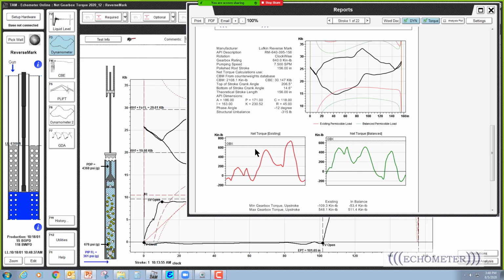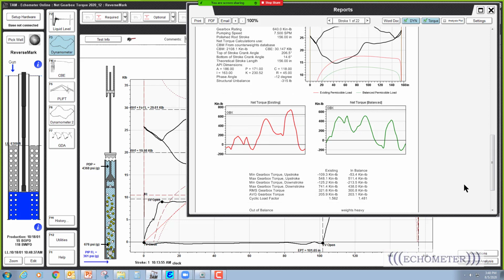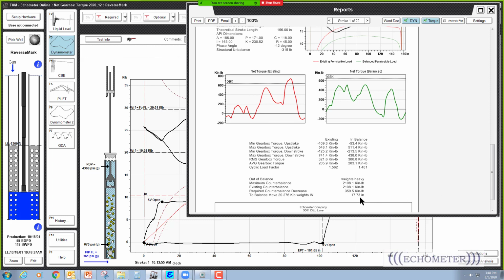And so we just demonstrated putting the weights and cranks in, and we see that it's overloaded, and it says that we need to move the weights in about 17.73 inches, so quite a bit to balance it.